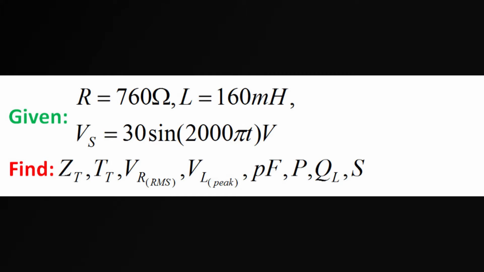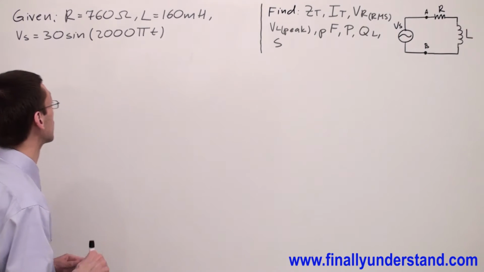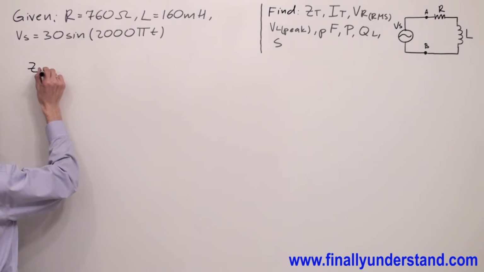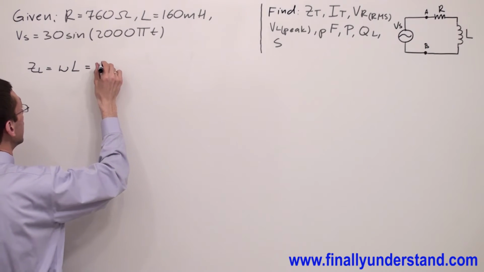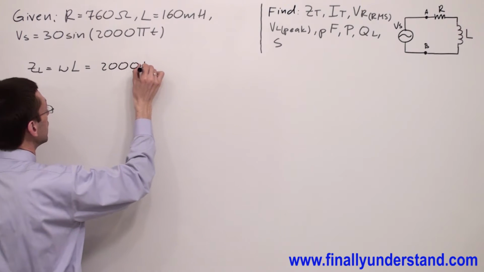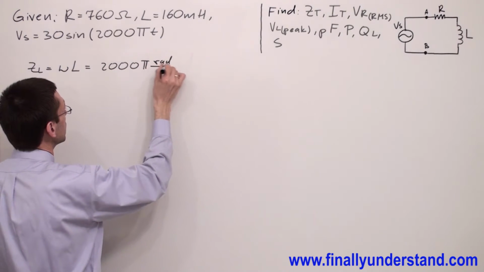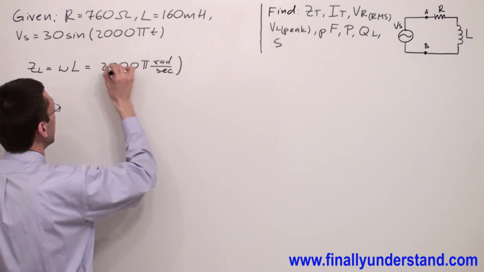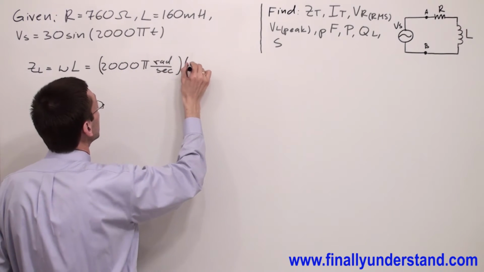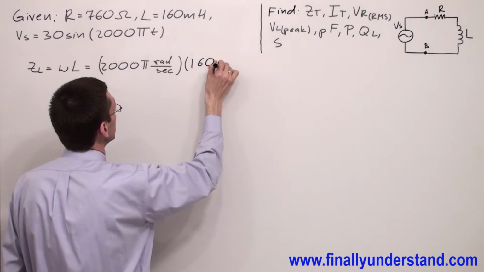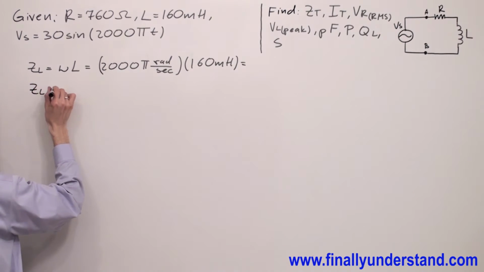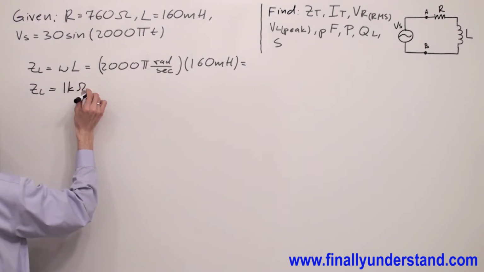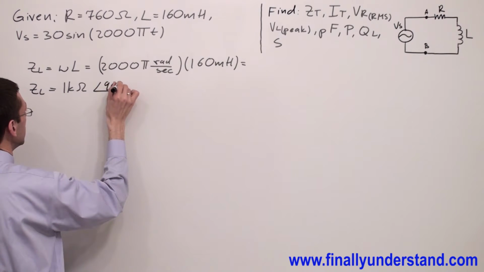We have another example on the board. First, we're supposed to find the impedance of the inductor. ZL is equal to omega L. Omega is equal to 2000 pi radians per second, times L, which is equal to 160 millihenries. This is equal to 1 kilo ohm, an angle of 90 degrees.